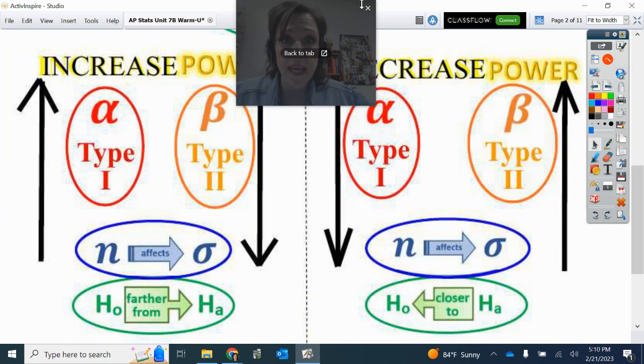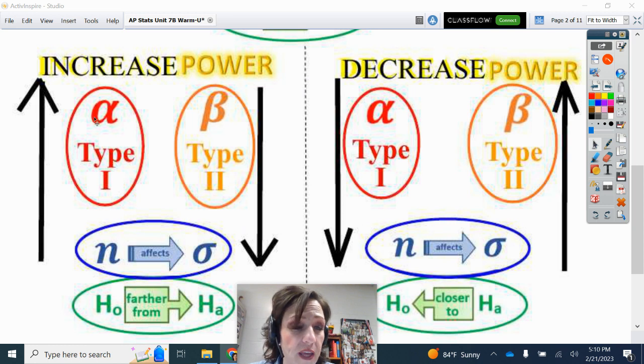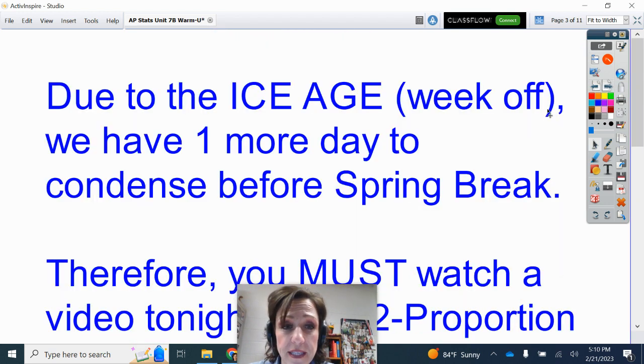And then of course, I hope that you feel confident and you can create this little picture thing with your type 1, your type 2. N affects your standard deviation. And then if your HA is farther away, then you are increasing the power. Increasing power, you have your up arrow on the left. Decreasing power, you have your down arrow on the left. All right, so there's the review.